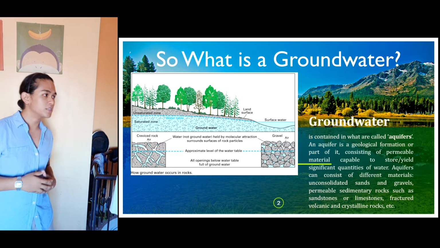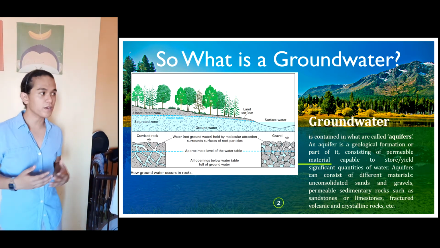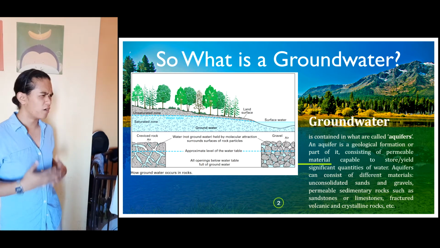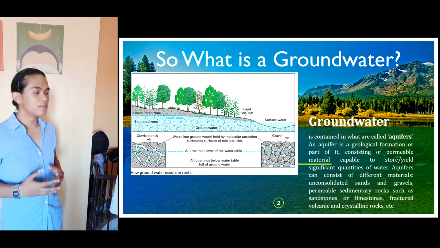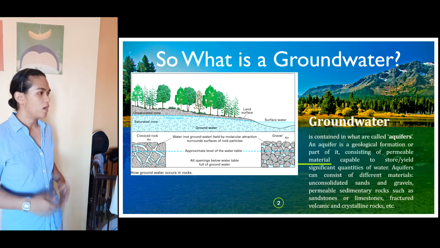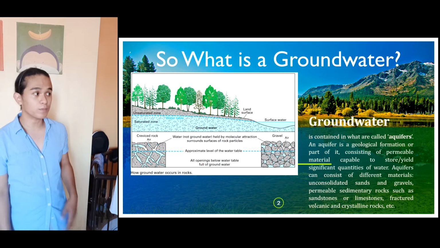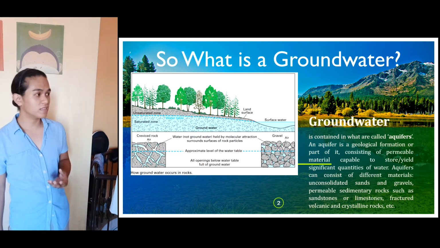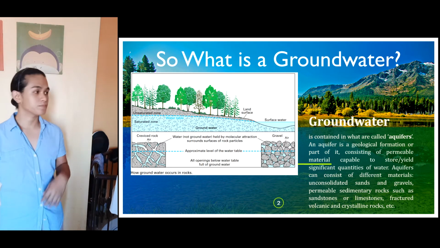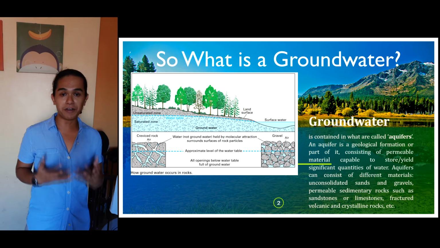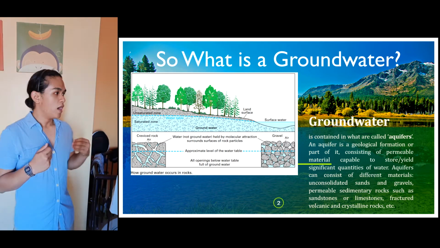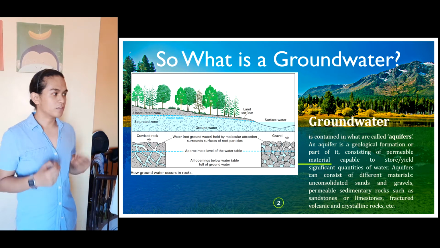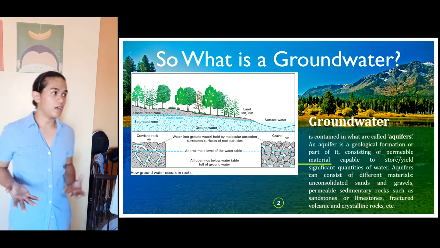An aquifer is a geological formation, or a part of it, consisting of permeable material capable of storing and yielding significant quantities of water. Aquifers can consist of different materials: unconsolidated sands and gravel, permeable sedimentary rocks such as sandstone or limestone, and fractured volcanic and crystalline rocks, etc.